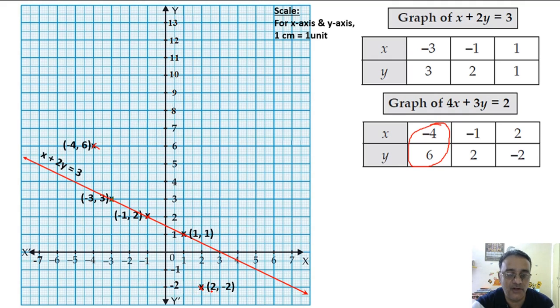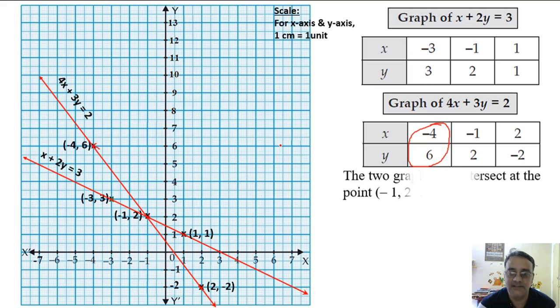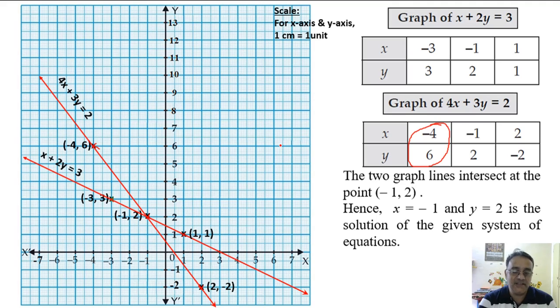Now we have to draw a line which passes through these 3 points. So both the lines intersect at which point? Minus 1, 2. Right. The two graph lines intersect at the point minus 1, 2. So therefore x is equal to minus 1 and y is equal to 2 is the required solution. Any doubt? No, sir.